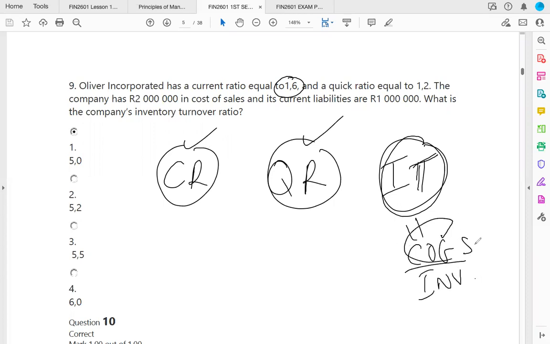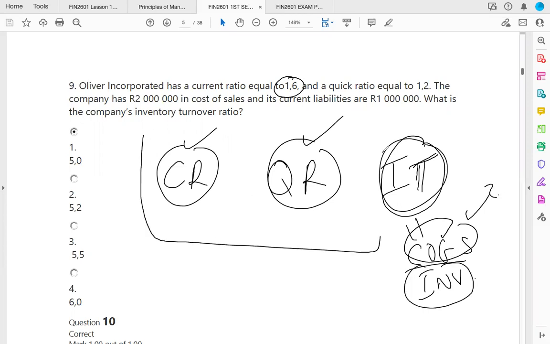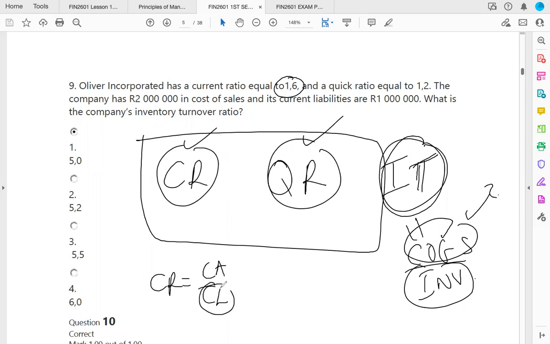We've been given the cost of goods sold, but we don't have inventory. So we need to use these two ratios to help us calculate inventory. We have the current ratio, current assets over current liabilities. We've been given current liabilities and the current ratio, so we can use these two, cross multiply them to get us the current assets.